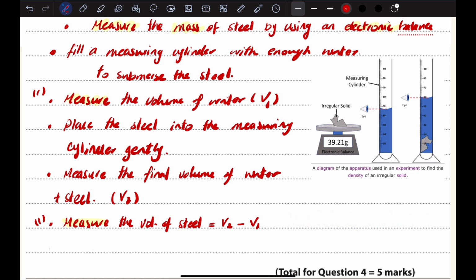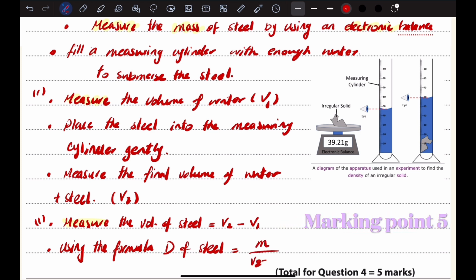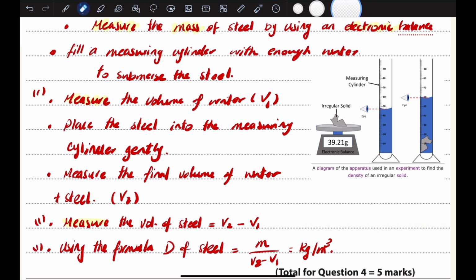Okay, but I did not mention how I can measure the density. Density is mass divided by volume. So I would say using the following formula, which is D, the density of the steel, equals M divided by V2 minus V1, which is the difference between the 2 volumes. And the density, by the way, is measured in kilograms per cubic meter. I think I deserve the 5 marks here for mentioning all of these 5 points.